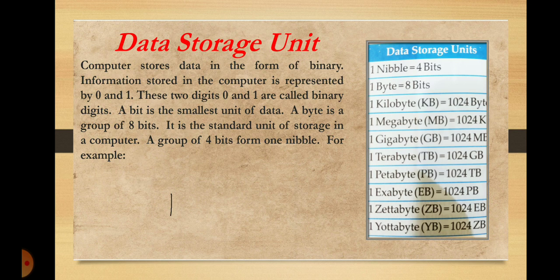All the information stored in the computer is represented by 0 and 1. These two digits 0 and 1 are called binary digits. A byte, which is the standard unit to measure the memory of a computer, is a group of 8 bits. Each digit of a byte is known as a bit. A group of 4 bits is called a nibble. For example, 11100110, which is a set of 8 bits, is equal to 1 byte.